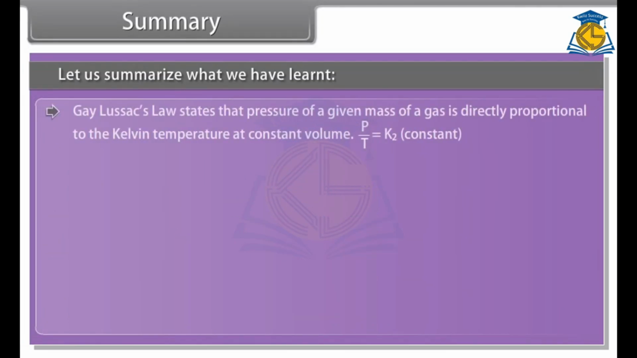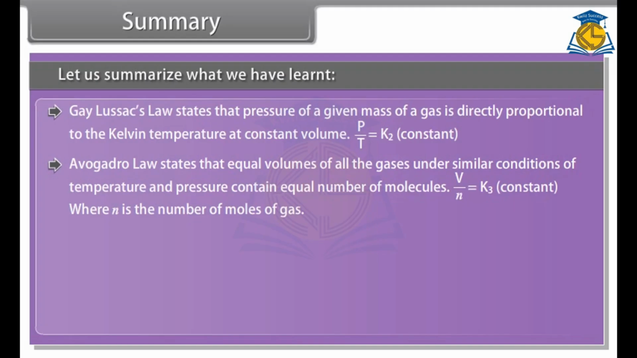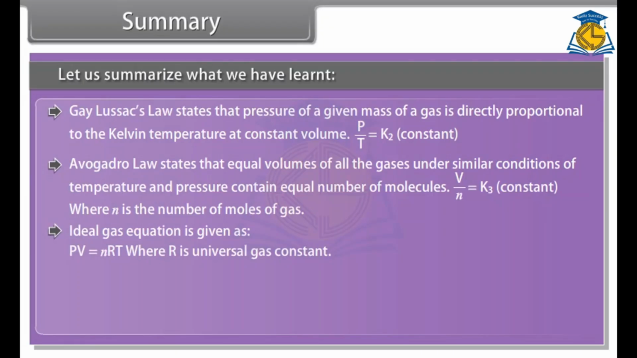Gay-Lussac's law states that the pressure of a given mass of a gas is directly proportional to the Kelvin temperature at constant volume. P by T is equal to K2, a constant. Avogadro's law states that equal volumes of all gases under similar conditions of temperature and pressure contain an equal number of molecules. V by n is equal to K3, a constant, where n is the number of moles of gas. Ideal gas equation is given as PV is equal to nRT, where R is the universal gas constant.